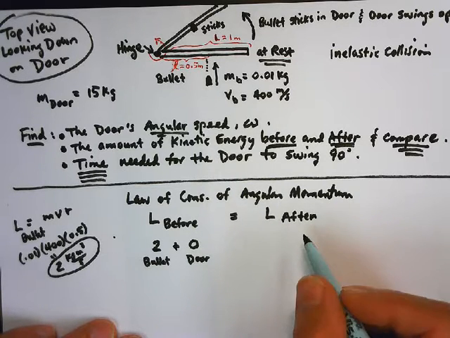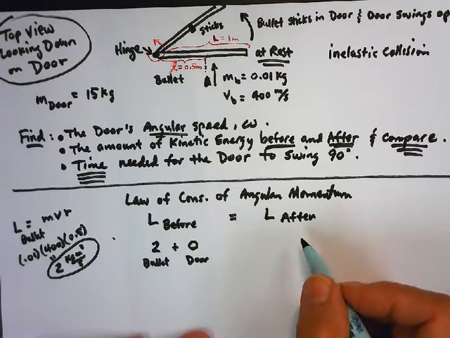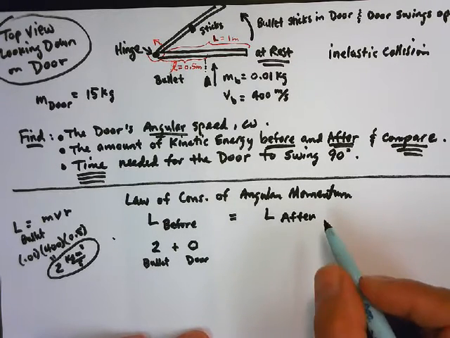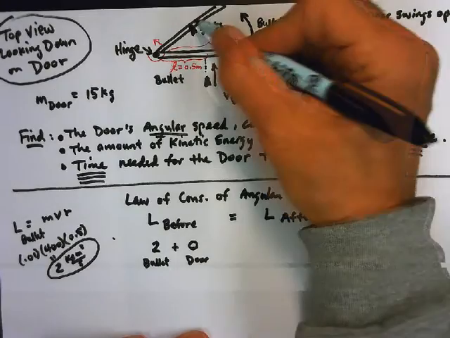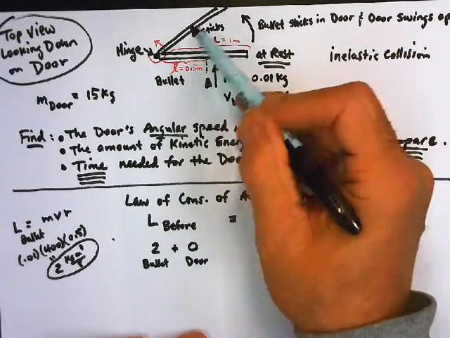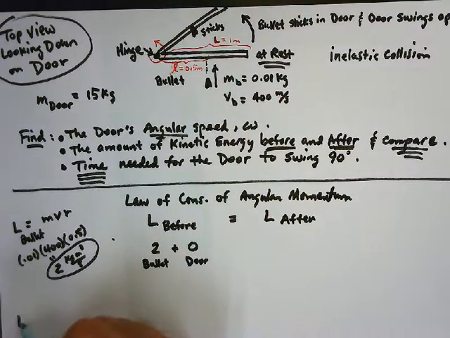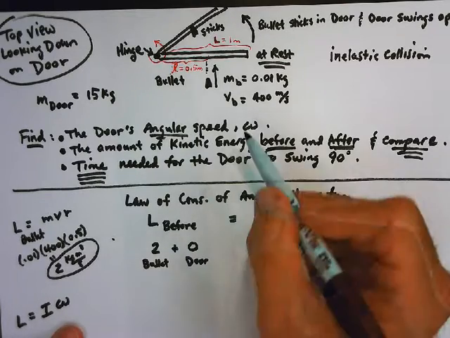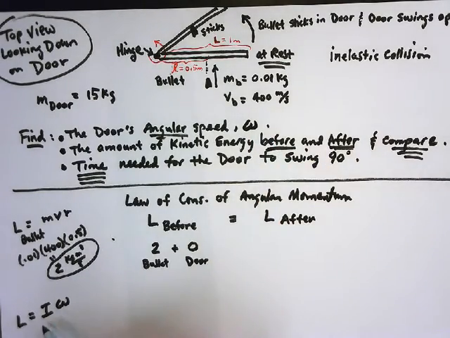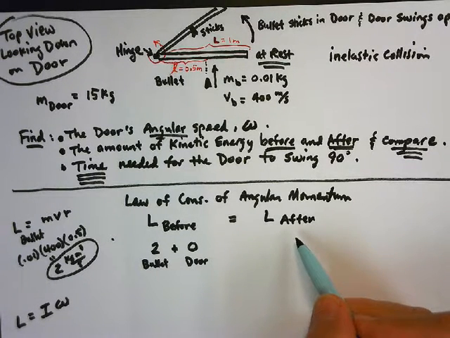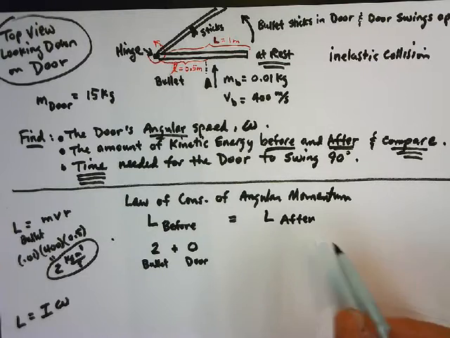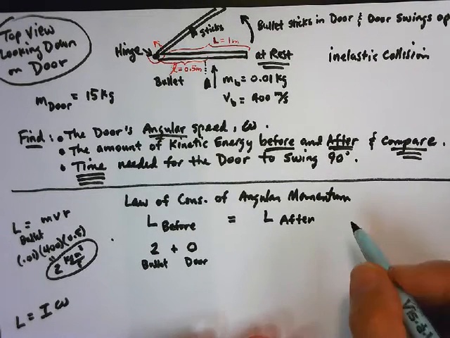Now after the bullet hits the door, the bullet will be embedded in the door. And so we're going to have a composite here. What would probably be more appropriate is to use the formula for angular momentum which deals with a composite body, which has a known moment of inertia, times the angular speed. And in fact, we want to find angular speed omega, so this would be a good form to use for the momentum after collision.